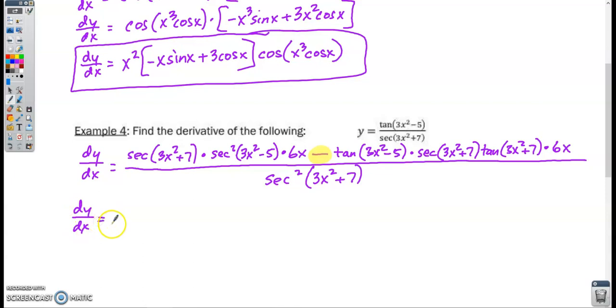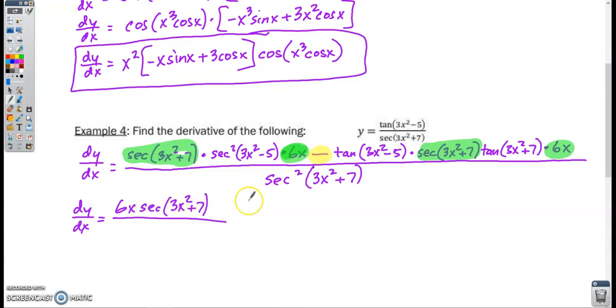I can factor a 6x out of both of those. So I can take this 6x out of here and the 6x out of here. What else do I have in common between the two? Looks like I've got a secant of 3x squared plus 7 in common between the two, so I'm going to factor that out as well. And that looks to be it.